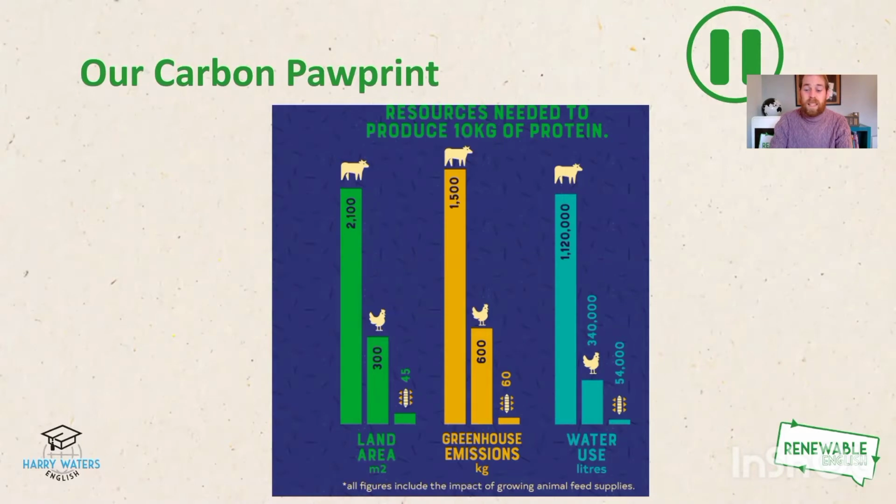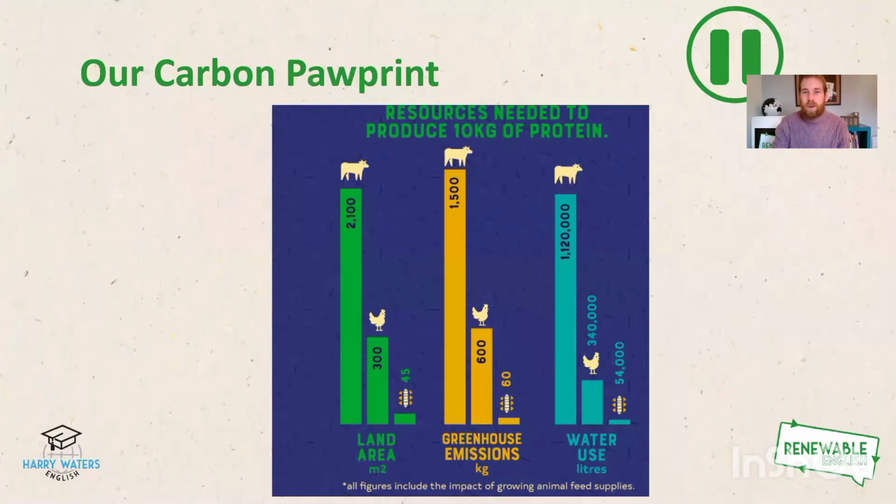You can see immediately from this graph the difference in resources we need for 10 kilos of protein for these different animals. Now, the dog food we usually buy tends to be chicken-based, but there are also some beef-based options. You can see the amount of land area, the emissions, and the water usage for beef-based food is really ridiculous. So, first step that we have to take is let's stop buying beef-based food for our pets.